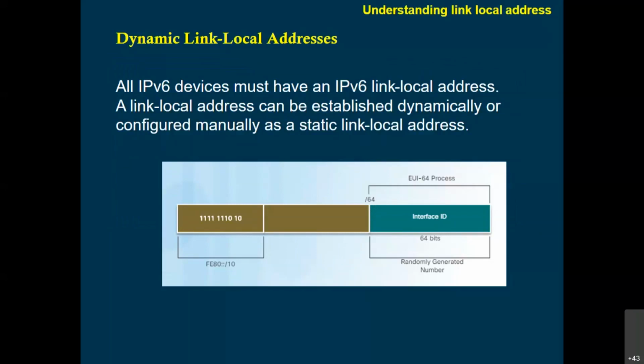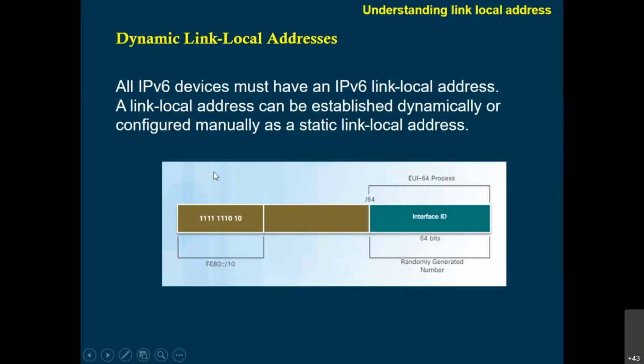So we looked at GUA just now. Now we are going to look at link local addresses. As you know, link local addresses are only active within the subnet. So all IPv6 devices must have an IPv6 link local address. Must have. A link local address can be established dynamically or configured manually as a static link local address. Mostly when you are using IPv6, you get a dynamic link local address. But you can actually configure a static one too.